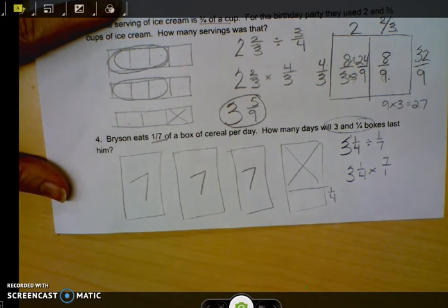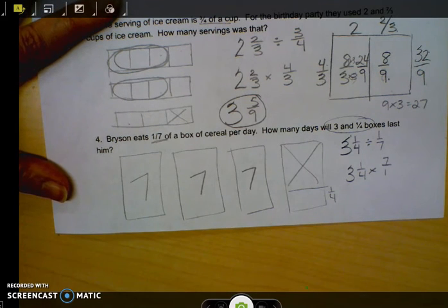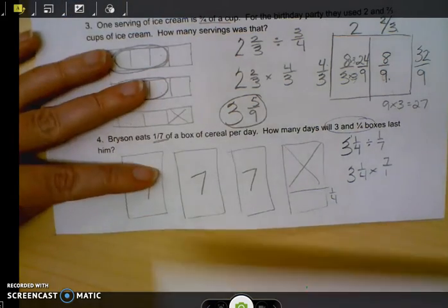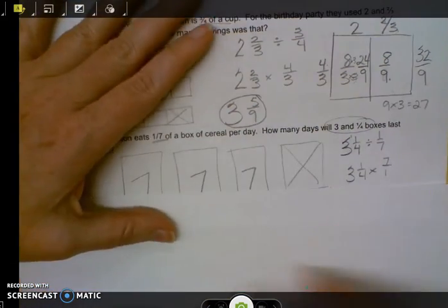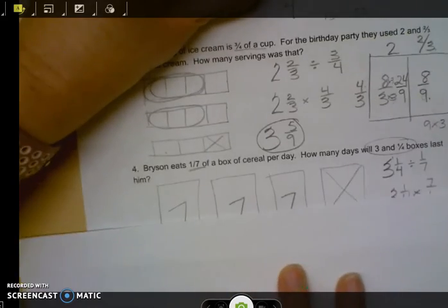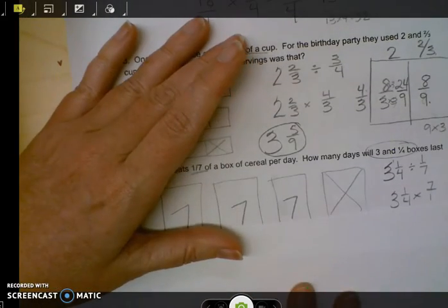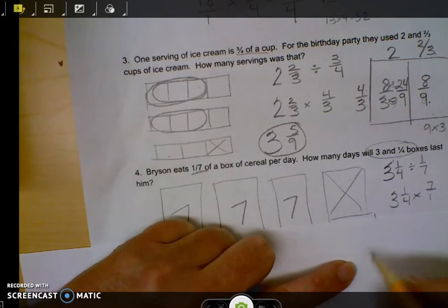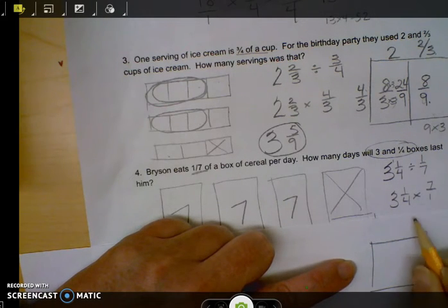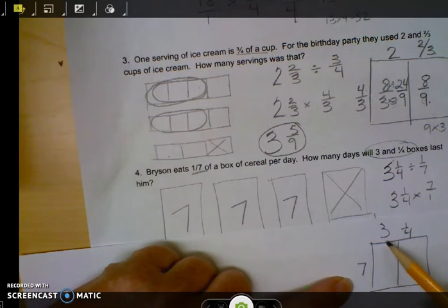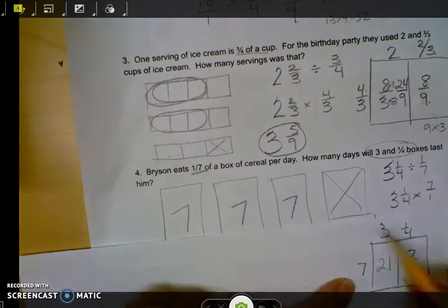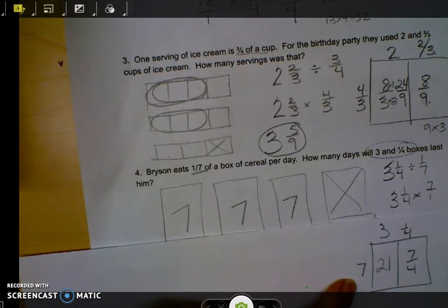If I do that in my box strategy, add some more paper here for us. If I do 3 1/4 times 7/1, that's a mixed number times a whole number. So 7 times 3 is 21. 7 times 1/4 is 7/4. I knew my answer was going to be 21 and then some, so that's good. My answer's close to 21.